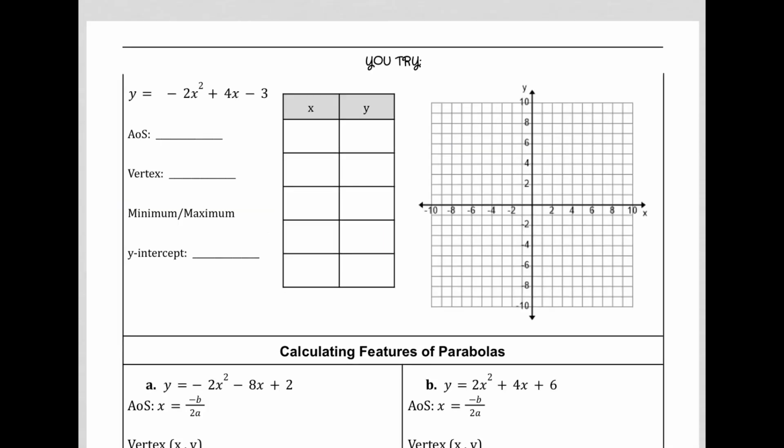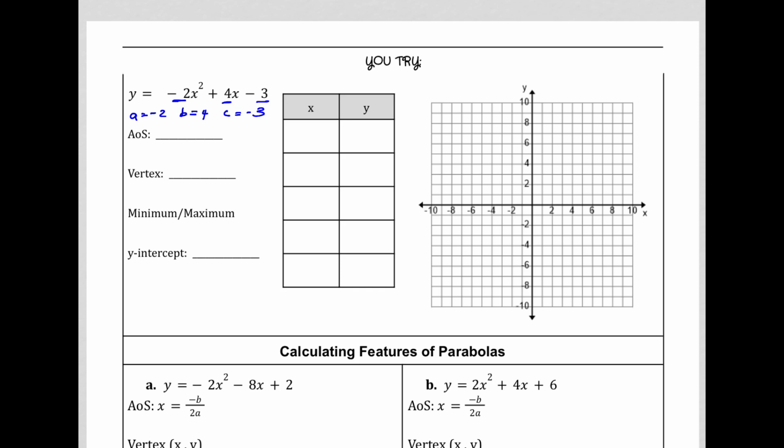Okay, on the next page, we're going to do that same thing. So again, looking at our A, B, and C, our A equals -2, our B equals 4, and our C equals -3. Do you have to write that out? No, but it can be helpful.